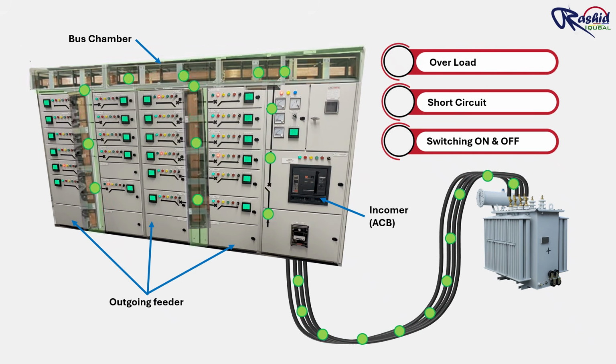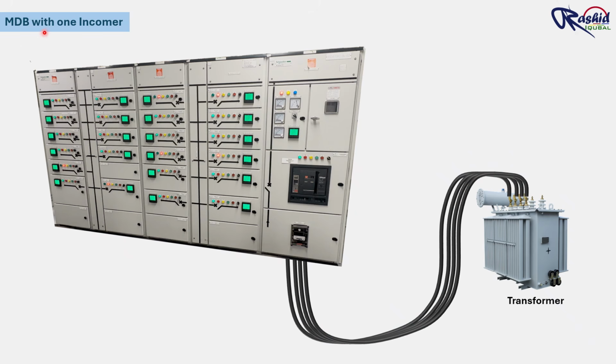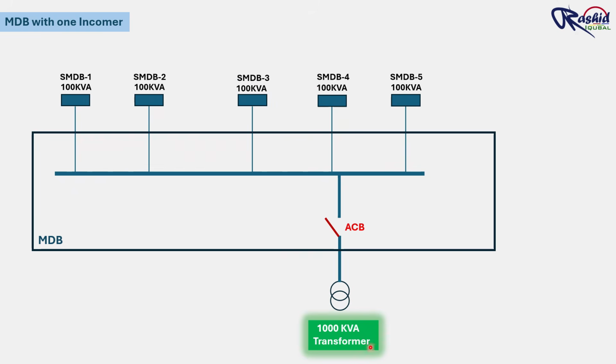Now let's move to the first type of MDB. In this system, we have only one incomer and it is coming from transformer. So the entire building depends on one power source. Now, if you look at the single line diagram, you can see the transformer is connected to MDB and from MDB, power is distributed to all SMDBs. So the flow is very simple, one source, one busbar and multiple outgoing feeders.